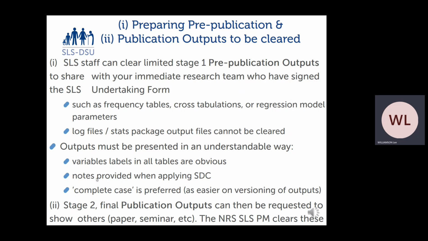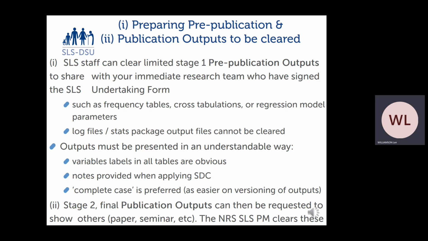Say you were looking at ethnic group by age, by sex, by area, and you've combined something or other together to avoid small cell size. We have a threshold of 10. If you've done some SDC yourself, you've got to let us know what you've done so we can work back to totals. And of course, complete case is obviously preferred as it's easier on what we call version control of outputs.